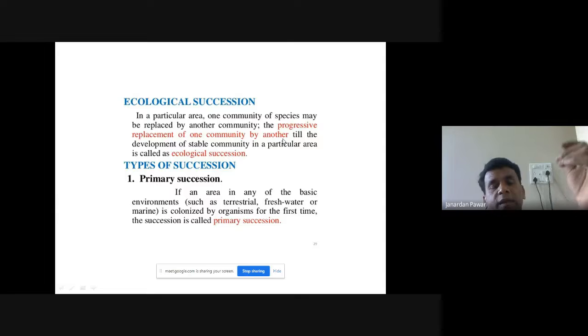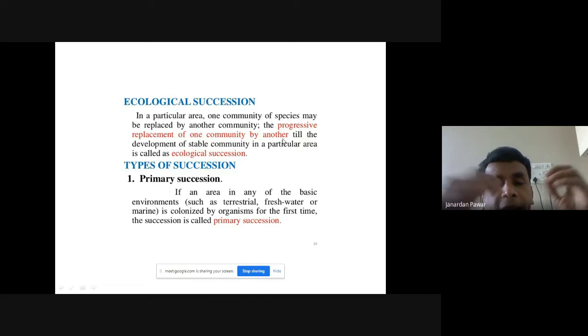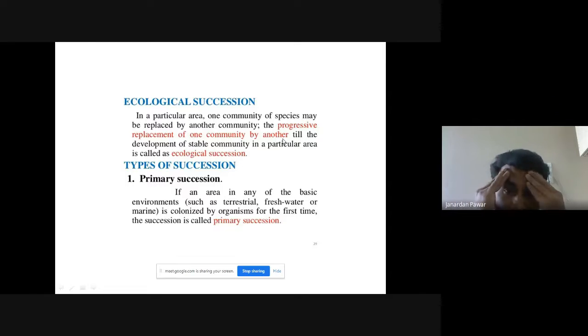Look at this. In this one, they have given one concept of ecological succession. Ecological means which is related to environment, which is related to ecosystem. And succession means from one generation to another generation, or from one community to another community. I'm going to read this in some parts so that you can understand it in a very good manner.